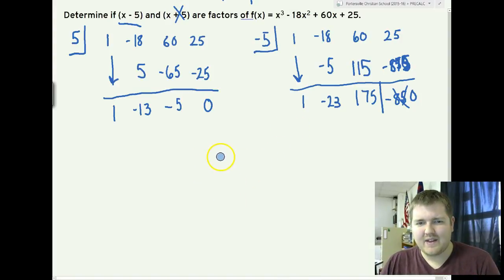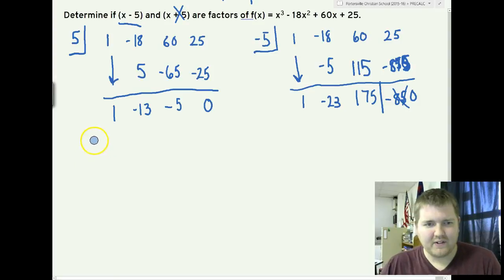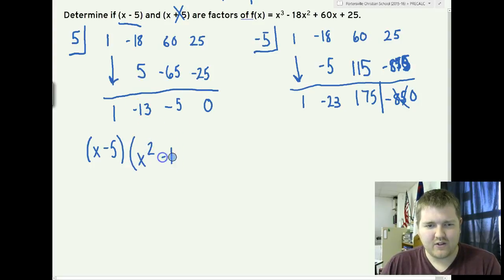X minus 5 is, however, a factor. So what we could do is we could use this to develop our two factors. One is x minus 5. The other would be x squared minus 13x minus 5.